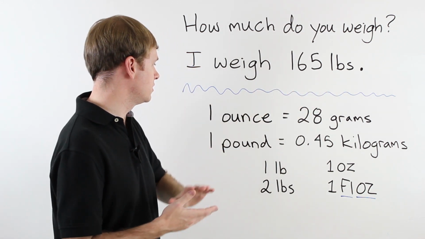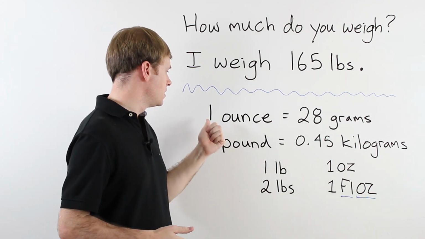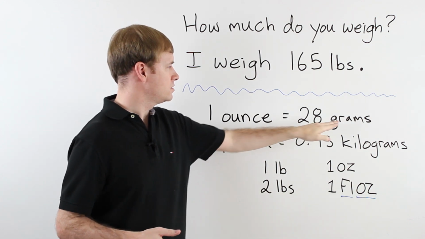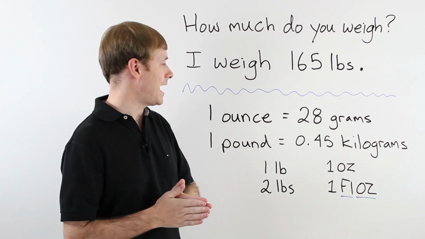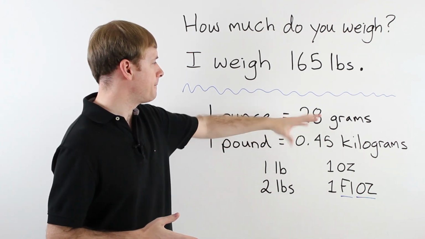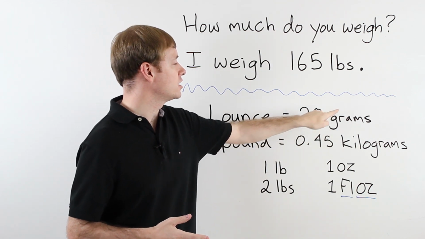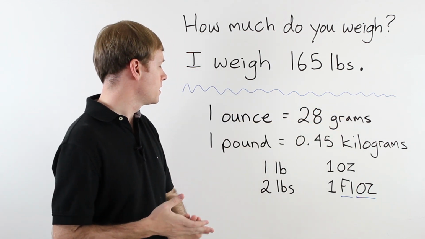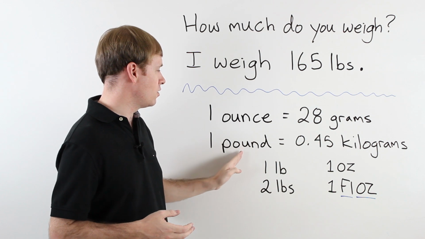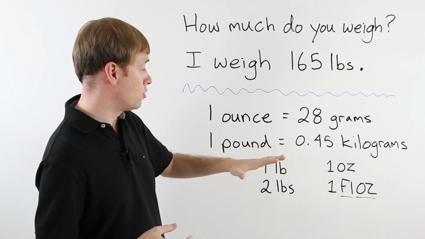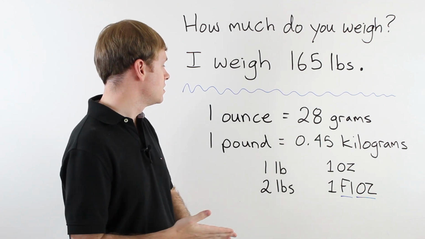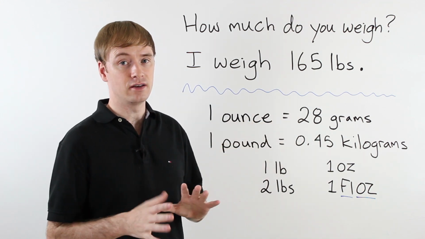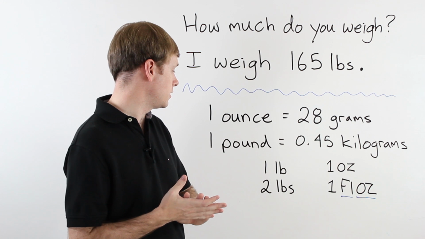So let's take a look at the two systems. Again, in the metric system we use grams, and they're going to use ounces. So 1 ounce is about 28 grams, and 1 pound is about 0.45 kilograms. These are not exact numbers, it's just around.